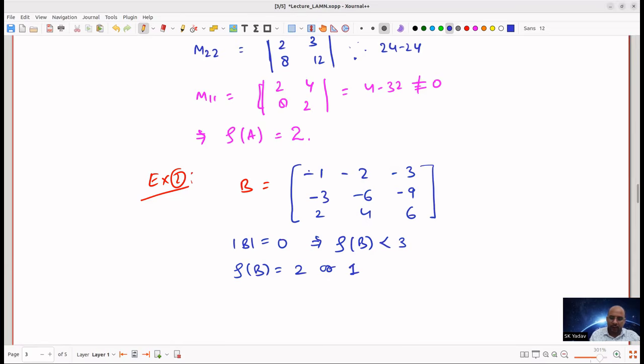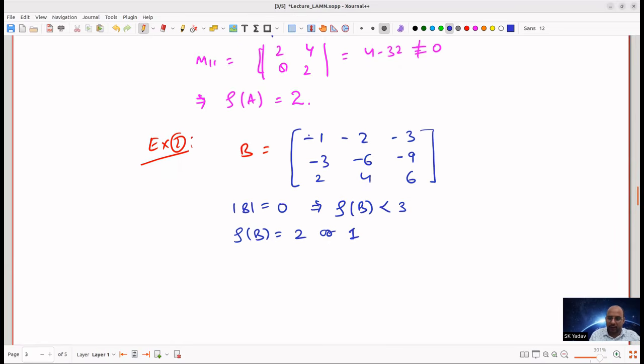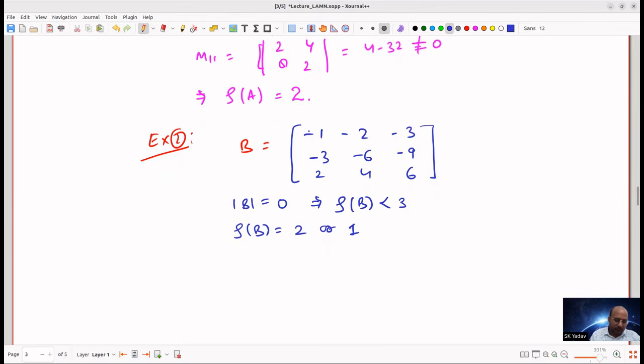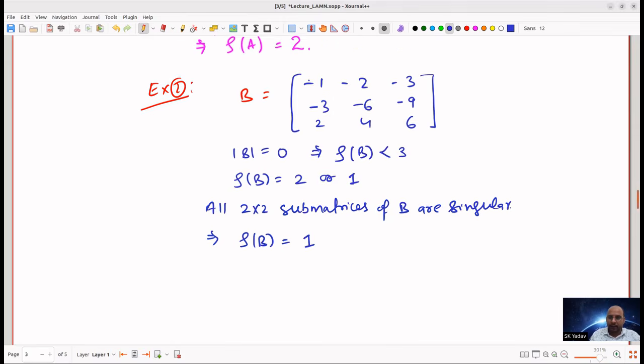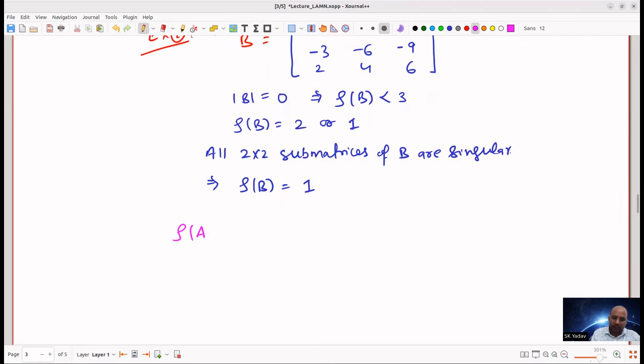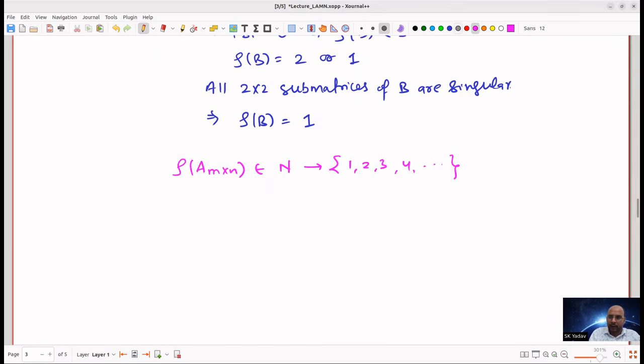So you have to check all submatrices, and for this matrix you can easily see that all submatrices of order 2 cross 2 are singular. Singular means their det is 0. So this implies what is rank of B? This is 1. As I said, rank of any matrix M cross N belongs to natural numbers, that means 1, 2, 3, 4, and so on. Zero matrix is the only one whose rank is 0, but there is no point in finding rank of a zero matrix.